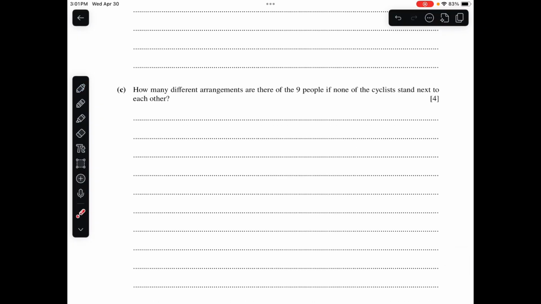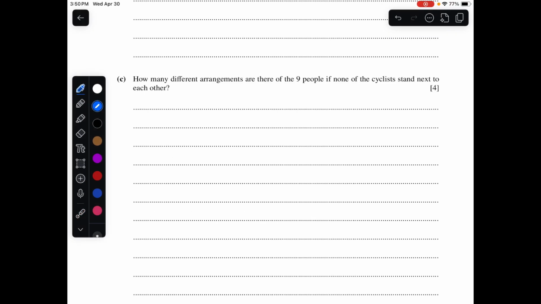And part C now. How many different arrangements are there of 9 people if none of the cyclists stand next to each other? So here they are saying that none of the cyclists stand next to each other. We have 3 cyclists, and then we have 2 swimmers, and we have 4 runners.